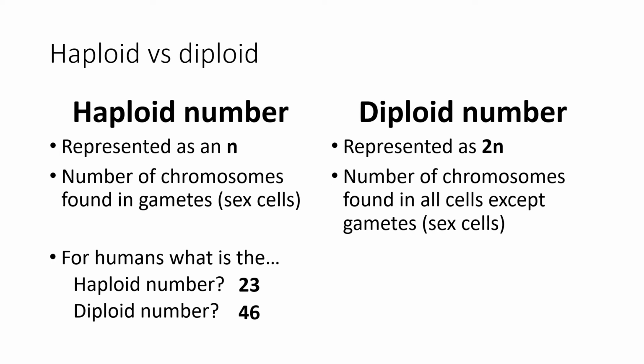The only time you will find fewer than 46 chromosomes is the haploid number, which is 23 in humans, and that only occurs in the gametes or sex cells. It doesn't matter if it's sperm or egg, you will only have 23 chromosomes, the haploid number for humans, inside the gametes.